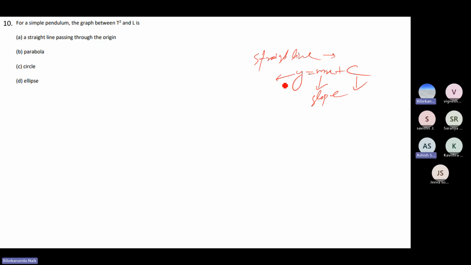So in this equation, when you put x equal to 0, then y becomes c. So at x equal to 0, y is c. This is which intercept? At x equal to 0, it passes through the y-axis, so this is the y-intercept, is it not? So m is slope and c is y-intercept. That is, at x equal to 0, y is equal to c. So the curve crosses the y-axis at c.